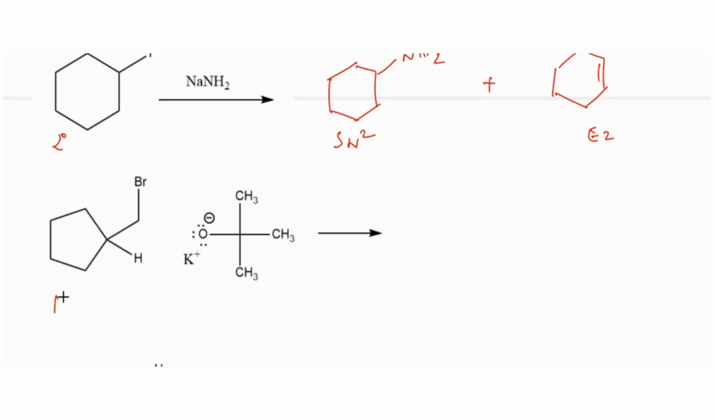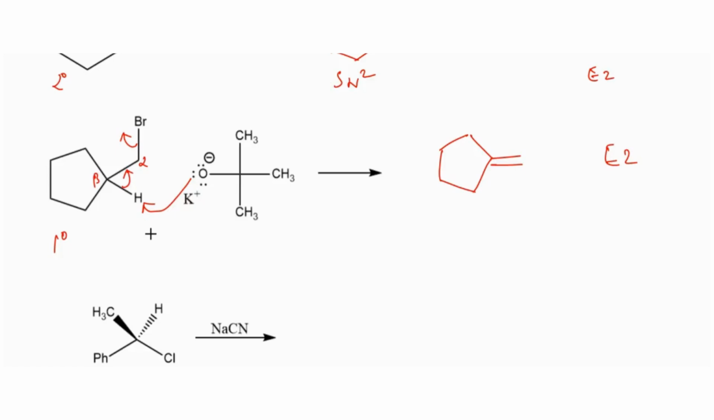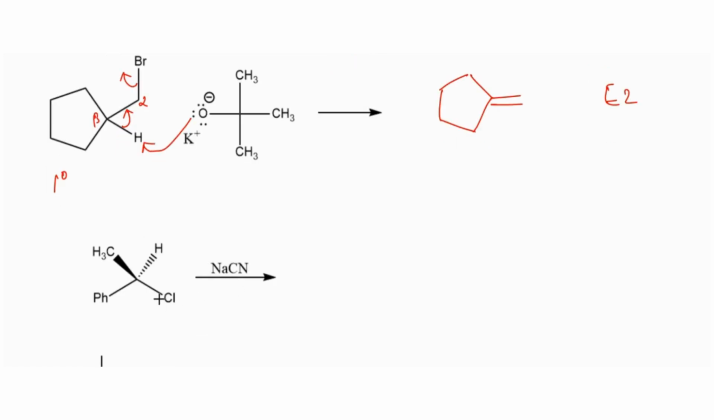This is a primary alkyl halide, but this is a bulkier base. So what will it do? This is an alpha carbon and this is a beta carbon. It will abstract the proton from the beta carbon, and the halogen will depart. So finally we get the alkene. This is by the E2 mechanism, because this is a bulkier base that creates a lot of steric hindrance, so it undergoes E2.